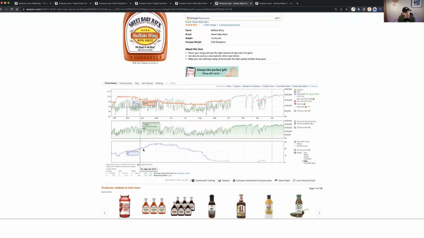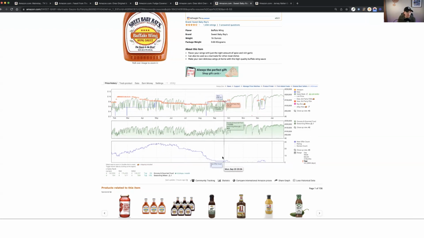You can also see the seller count went up. As the sellers went up, the price started to go down. And then as the sellers started to sell out of the product, the price did start to rebound a little bit. So there's typically a good inverse correlation between the sellers going up and the price coming down, and vice versa, the sellers going down and then the price going back up, because there's less supply to meet that demand.